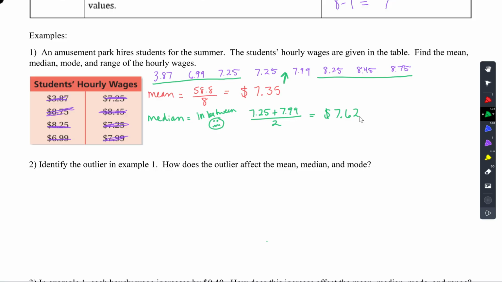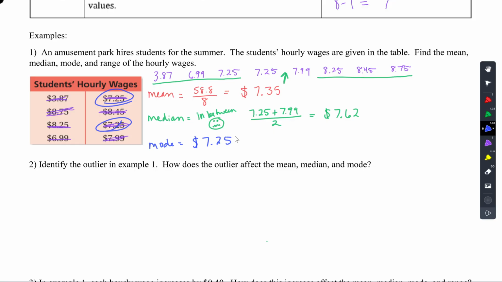The mode is my favorite one because it's the easiest. Mode is the one where you just figure out which one happens the most. So the one that happens the most was the 725. So that's the best kind. Okay, and then last but not least, the range.